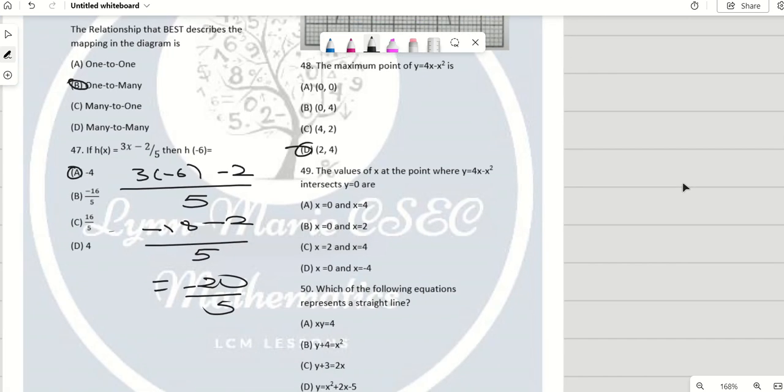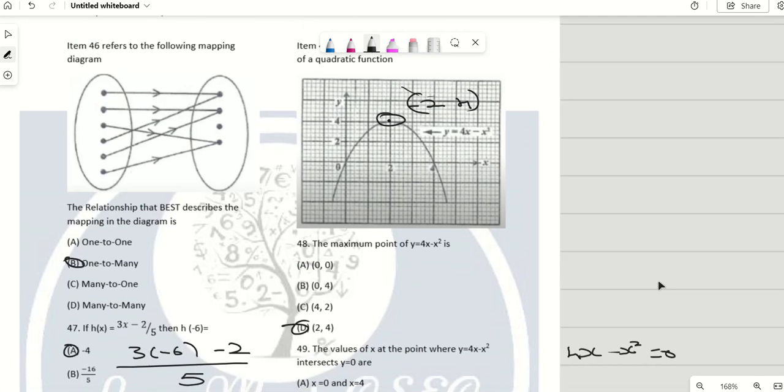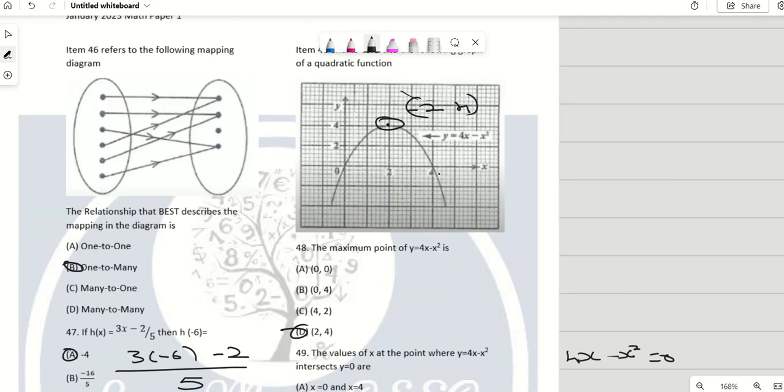Right? This one, the values of x at which y is equal to 4x minus x squared intersects the x-axis, at y is equal to 0. When you see something like this, you say 4x minus x squared is equal to 0. There are two ways you can do this. You can use the graph, where y is equal to 0 at your x-axis: this point here and this point here. This is x equals 4 and this here x equals 0.